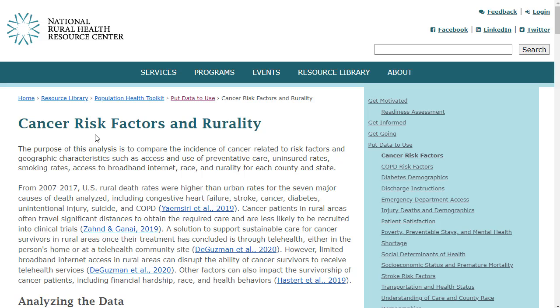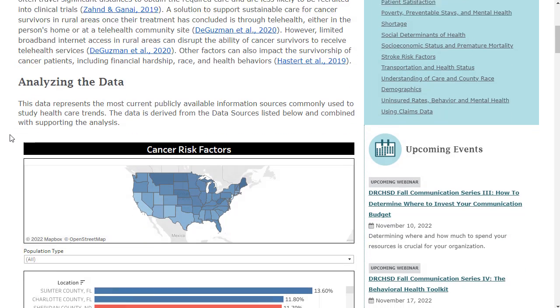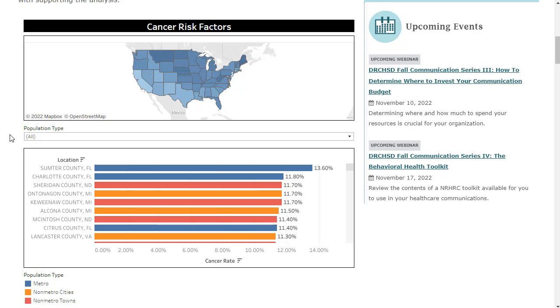In this video, we're going to take a look at cancer risk factors and rurality. So scrolling down to our dashboard, we can first see the map of the United States, where each of the states are shaded in a different shade of blue, where the darker blue represents states with higher cancer rates, and the lighter blue represents states with lower cancer rates.